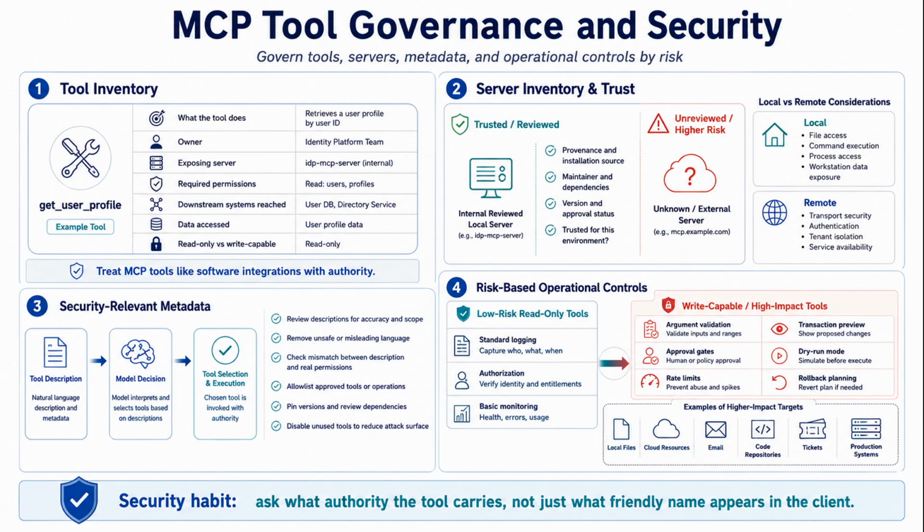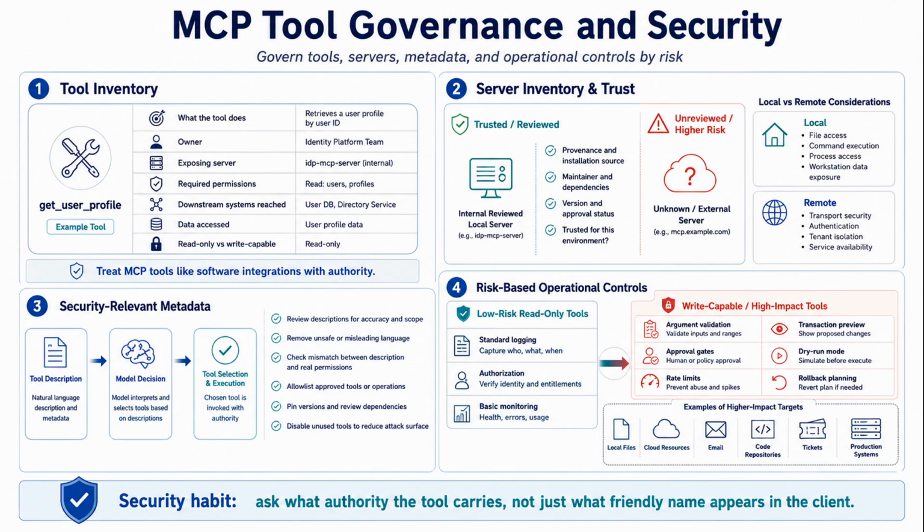A locally reviewed internal server that exposes narrow read-only queries is different from an unknown server installed from an unreviewed source. Remote servers also introduce transport, authentication, tenant isolation, and service availability considerations. Local servers may introduce file access, command execution, process access, or workstation data exposure. Both models can be useful, but both need governance.